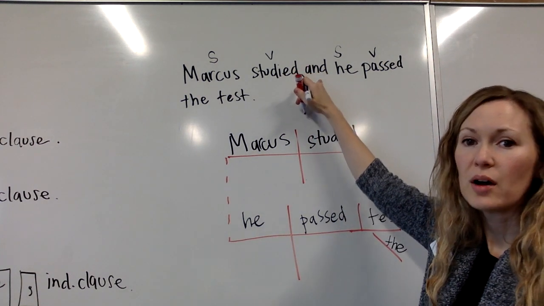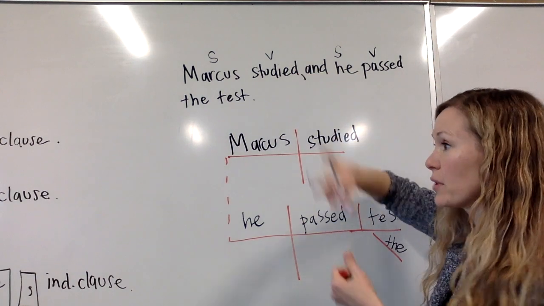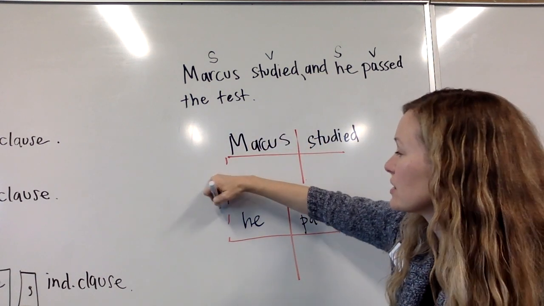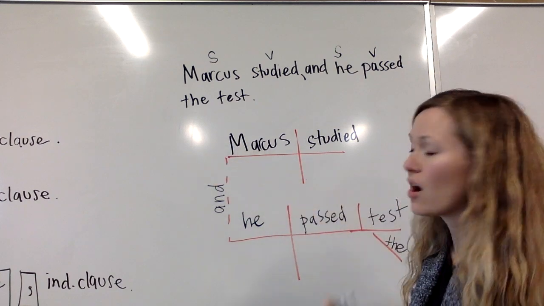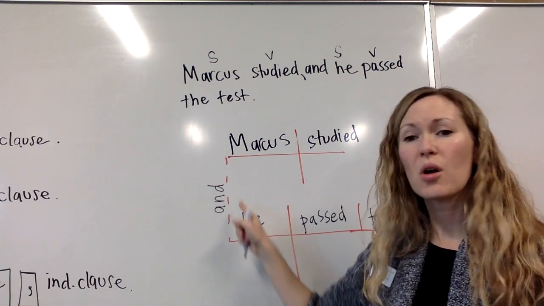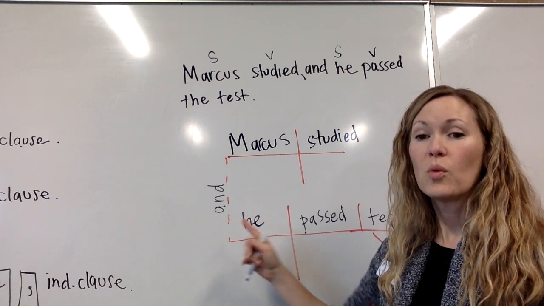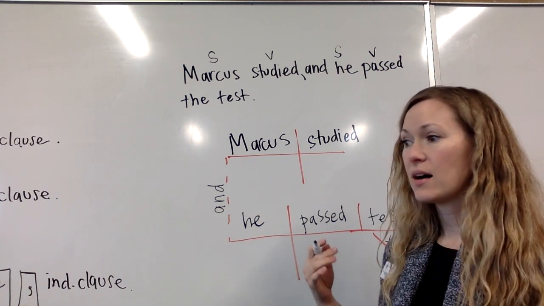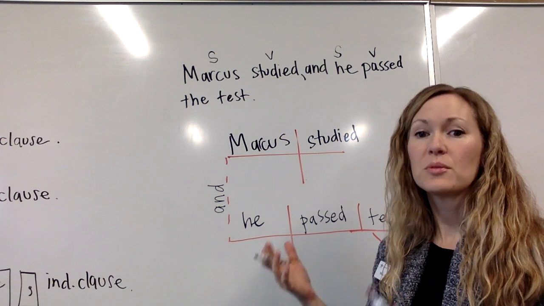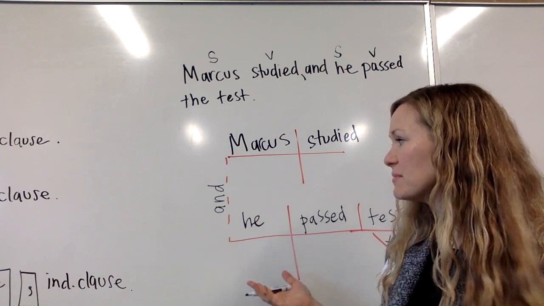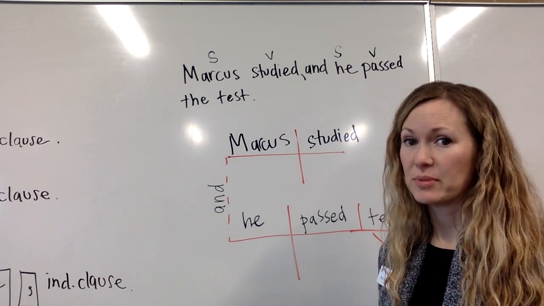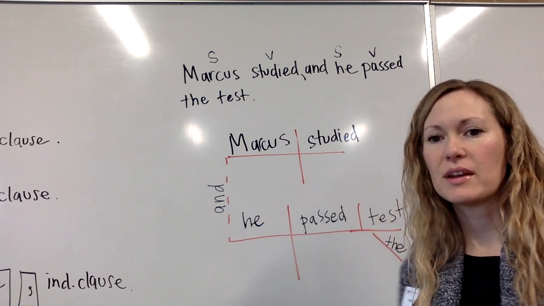Now we need to include our fanboy, our coordinating conjunction. So we put our and over here on the dotted line. Conjunctions are always on dotted lines. So we put the conjunction on the dotted line here. When we diagram conjunctive adverbs, we can treat it just like a regular adverb. So that's going to be my next example in another video.